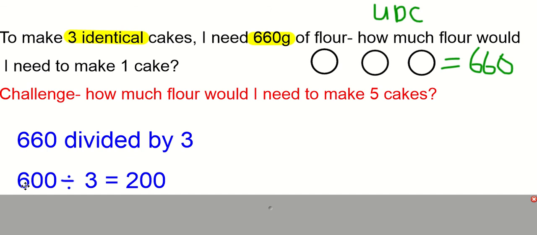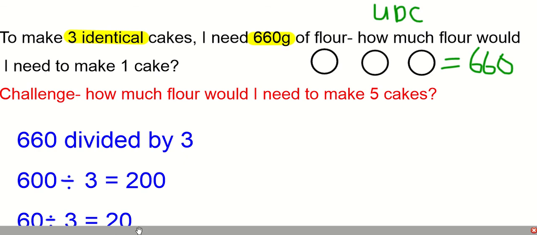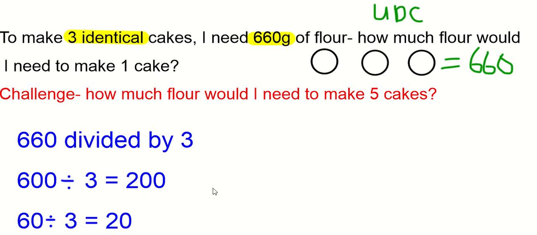So I'm thinking 6 divided by 3 is 2. 60 divided by 3 is 20. So 600 divided by 3 is 200. Now I can use that. So I've done the 600. Now I'm going to do the 60. I would use that to help me find out that 60 divided by 3 is 20. So the answer for the main part is 220, because 660 divided by 3 is 220.